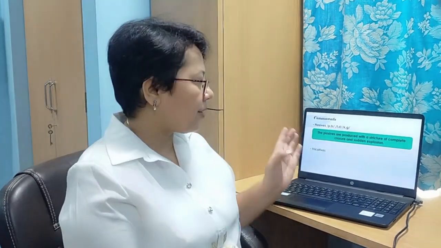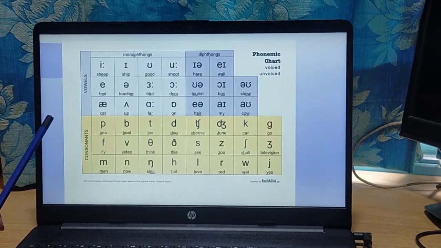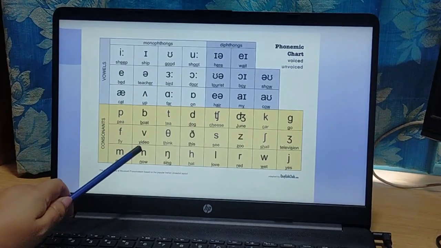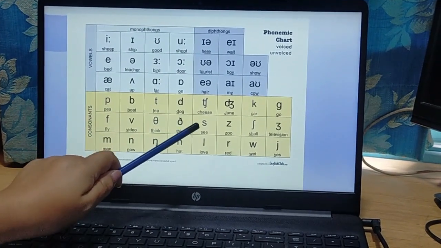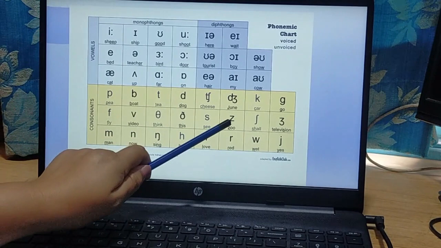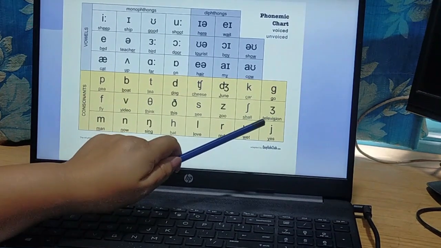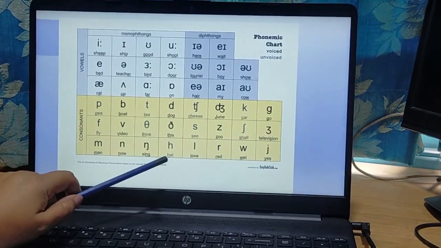The next type is of course the fricatives. Now let me again go back and show you the phonemic chart where we have the fricatives in the English language. When we talk about fricatives, we have 9 fricatives in the English language. F as in fly, V as in video, Th as in think, Th as in this, S as in see, Z as in zoo, Sh as in shell, the sound in television, and of course, H as in hat.